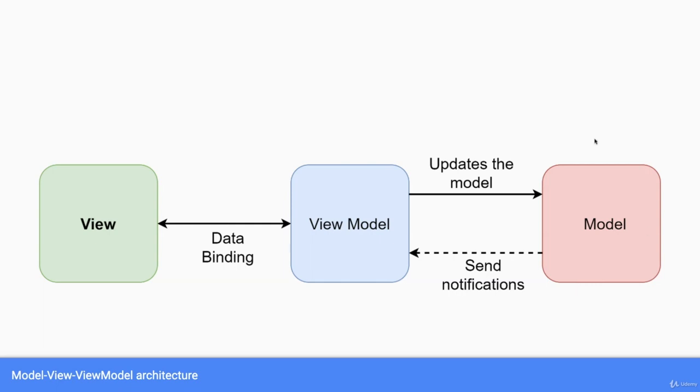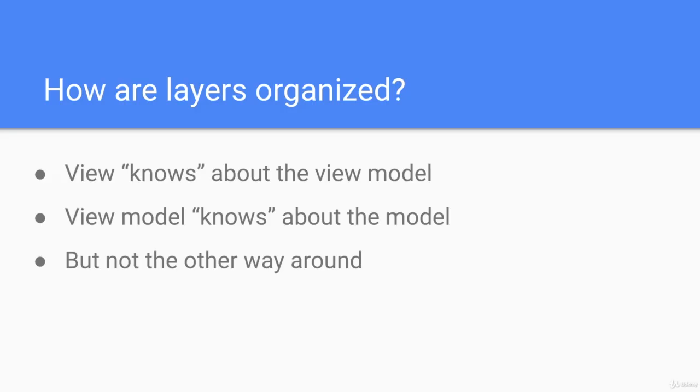And lastly, we have the model layer. Model classes are classes that store data. You might ask, how are these layers organized? At a high level, the view knows about the view model, and the view model knows about the model. But the model is unaware of the view model, and the view model does not know anything about the view. Therefore, the view model isolates the view from the model and allows the model to evolve independently of the view.